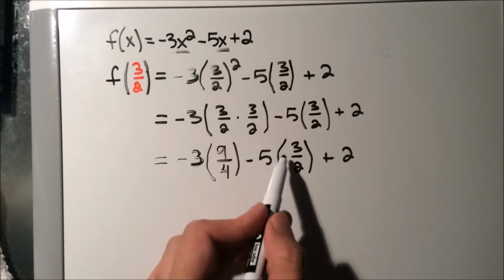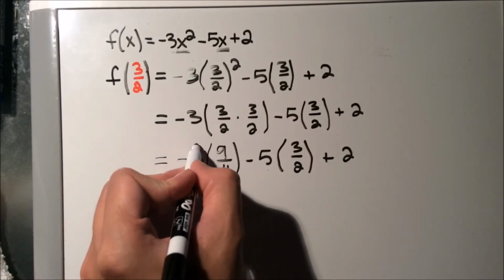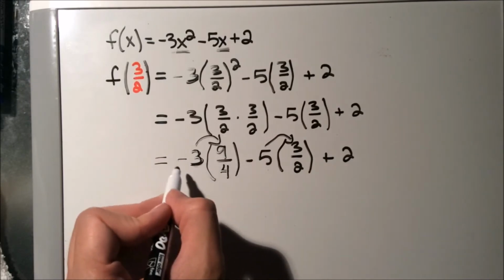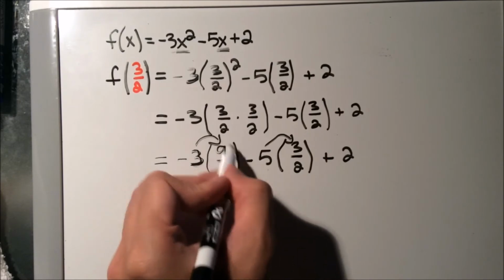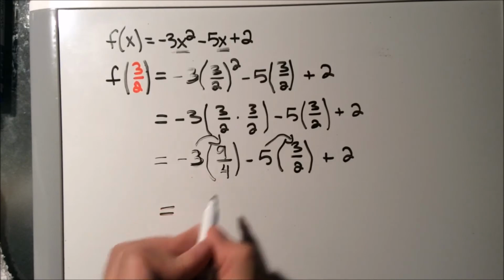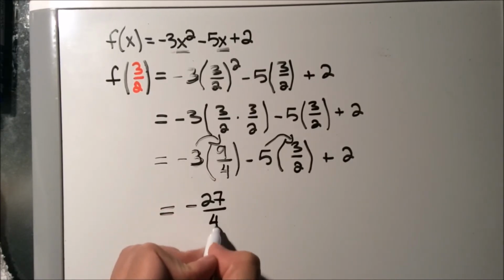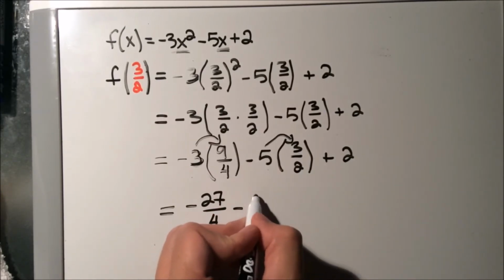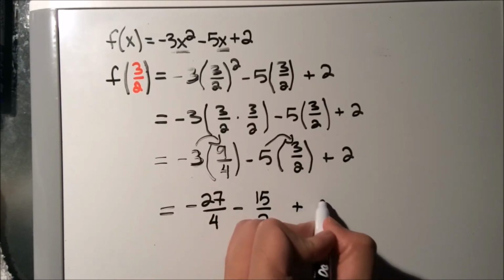Now we're going to distribute, because this is the multiplying part. There's no division, so we don't have to worry about that. When you have a whole number multiplying a fraction, all you have to remember is the whole number is multiplied to the numerator, the top number. That's all you have to do. So -3 times 9/4 will become -27/4. -5 times 3/2 will become -15 halves, plus 2.